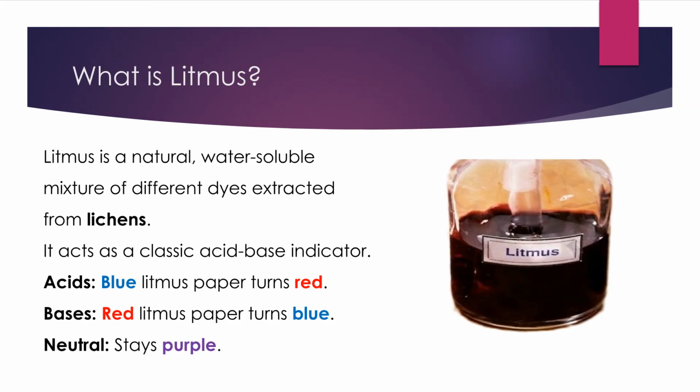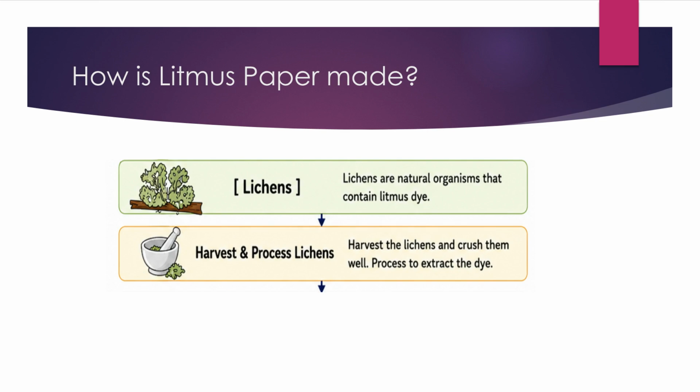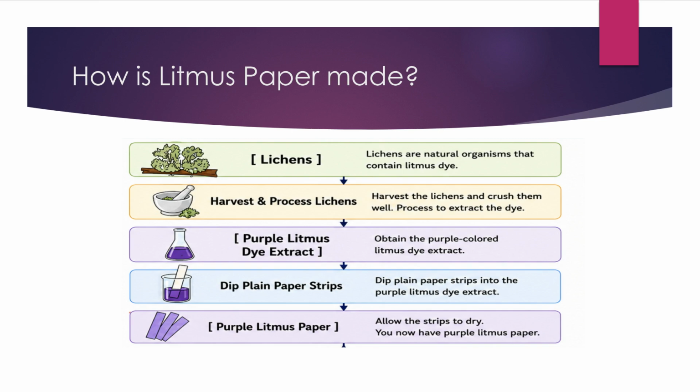Litmus is a natural dye extracted from lichens that acts as an acid-base indicator. Acids turn blue litmus red, bases turn red litmus blue, and neutral substances keep the paper purple. Litmus paper production begins by harvesting and processing lichens to extract the litmus dye, which is a natural organism containing the dye. Next, the purple-colored litmus dye extract is obtained. Plain paper strips are dipped into this extract, and once allowed to dry, they become purple litmus paper.